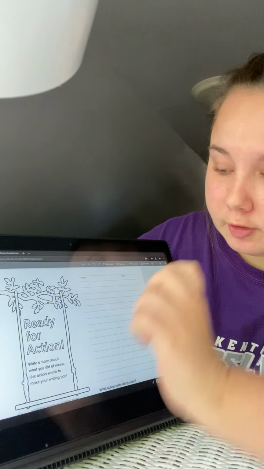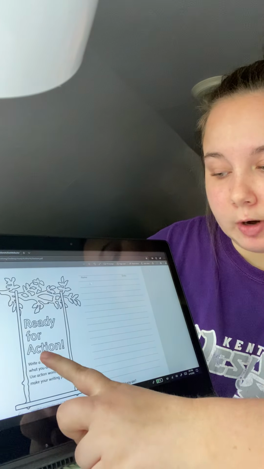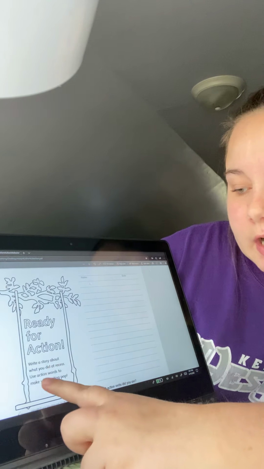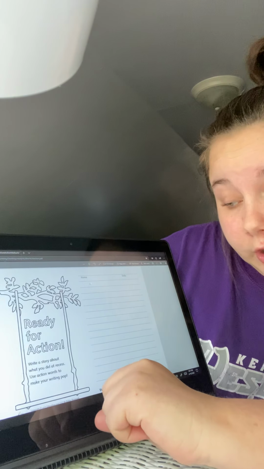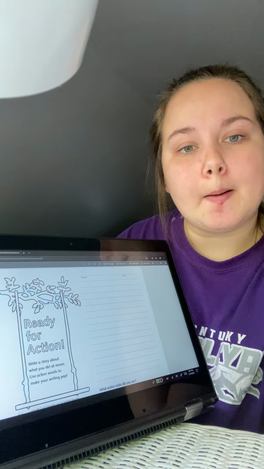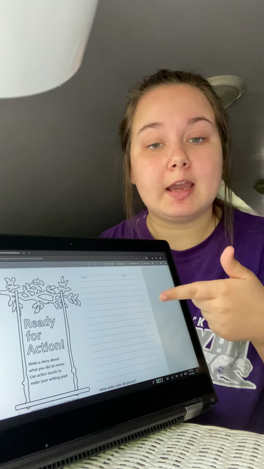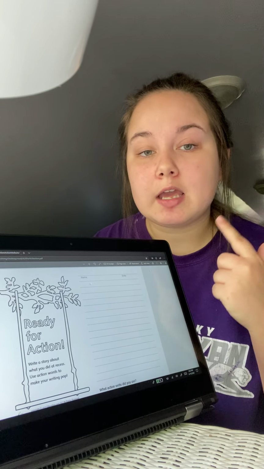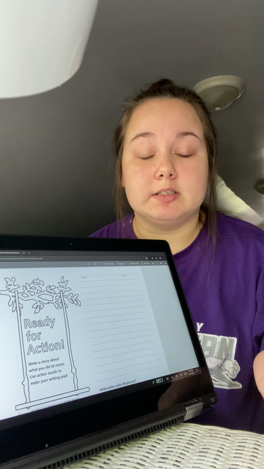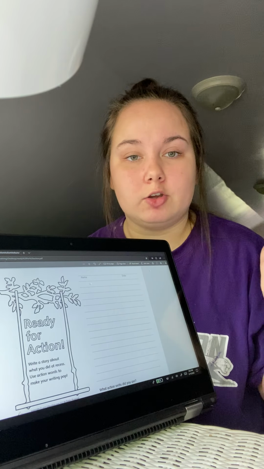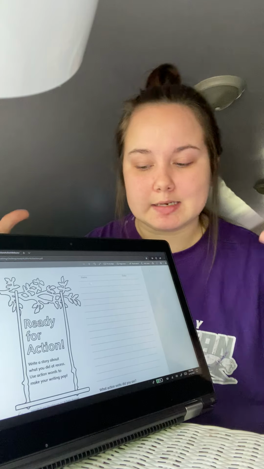All right, this is what your worksheet looks like. It's ready for action, and then over here it says, write a story about what you did at recess. Use action verbs to make your writing pop. So over here, you see those lines. That's where you're going to write. It doesn't have to fill up all the way. Just make sure you have enough sentences in there and verbs to make your story really stand out.